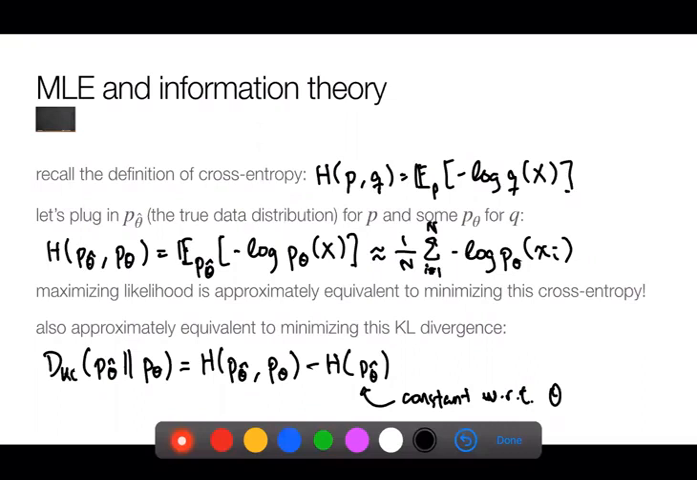Wait, what does KL stand for again? Sorry. It stands for Kullback-Leibler, just two last names.